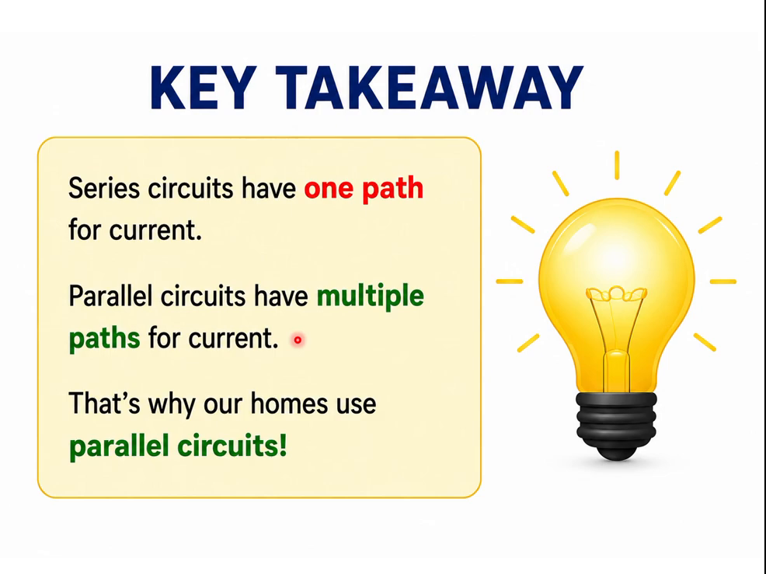So like we said, key takeaways: in series, current has just one path, while in parallel, current has multiple paths. That's why our homes are wired in parallel circuits.